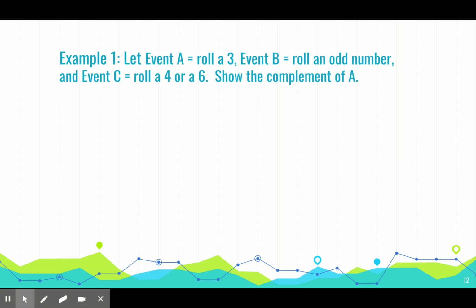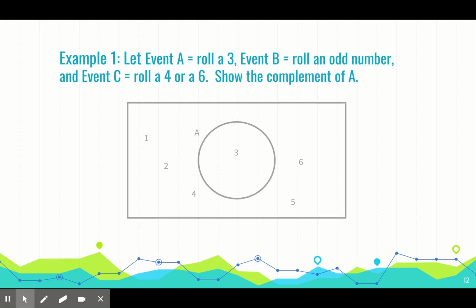Example 1. Let event A be roll a 3, event B roll an odd number, and event C roll a 4 or a 6. Show the complement of A. First, we have our sample space, and A is roll a 3. So 3 is within my event A, which is that circle. My entire sample space has 1, 2, 4, 5, and 6 on the outside of event A, since they are not 3s.